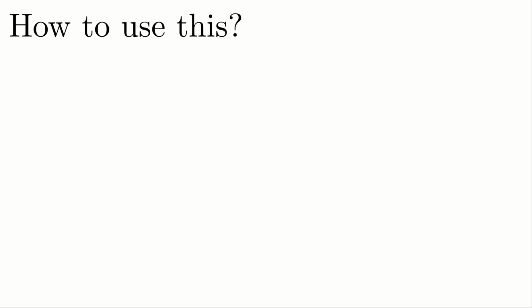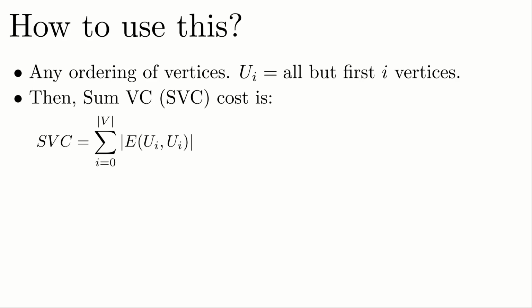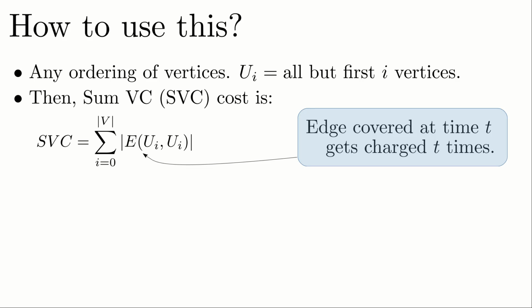Well, let's consider any ordering of vertices and let U_i be all but the first i vertices in this ordering. Now, the sum vertex cover cost is going to be given by the sum written on the screen. And why is this the case? Well, let me convince you of that.